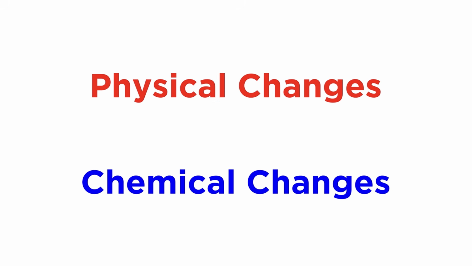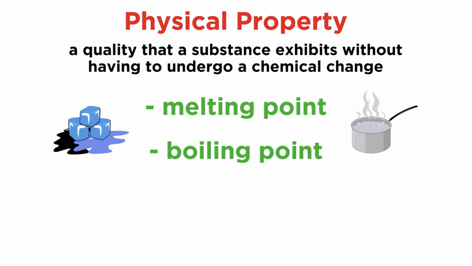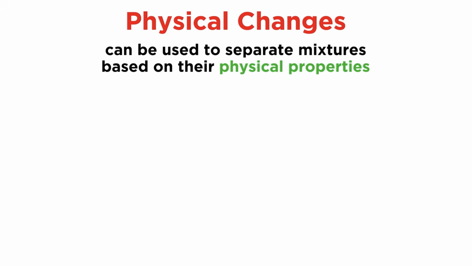With physical and chemical changes understood, let's extend this concept. A physical property is a quality that a substance exhibits without having to undergo a chemical change. This would include things like melting point and boiling point, since those transformations are physical changes. They also include things like density and color. These properties can be ascertained without the matter having to undergo any changes at all, whether physical or chemical, which means we can observe or measure the properties without performing any chemical reactions that would change the composition of the substance. Physical changes can be used to separate mixtures based on their physical properties.